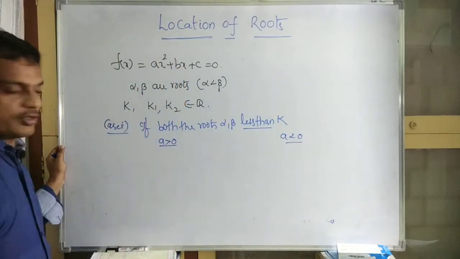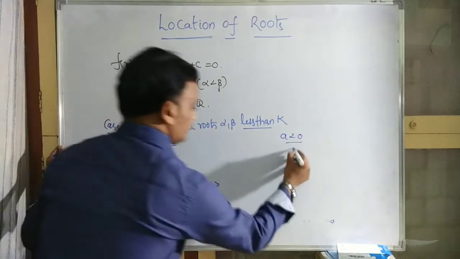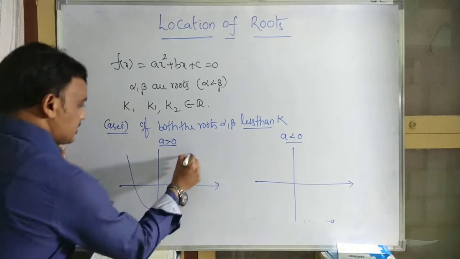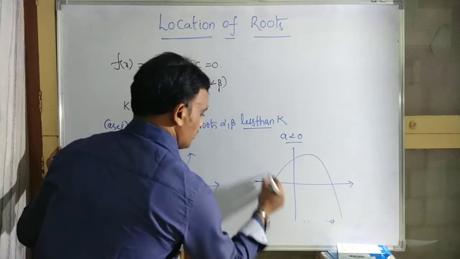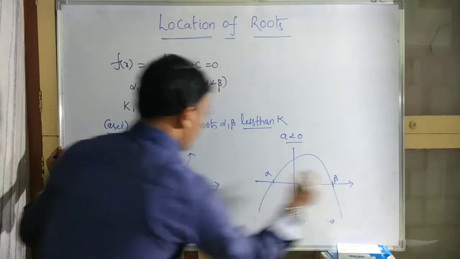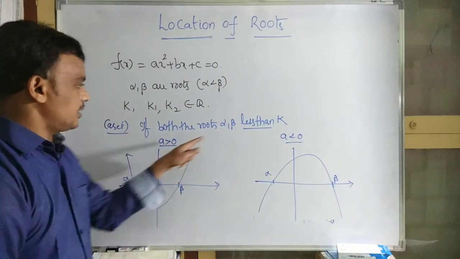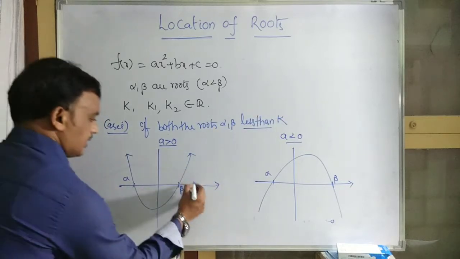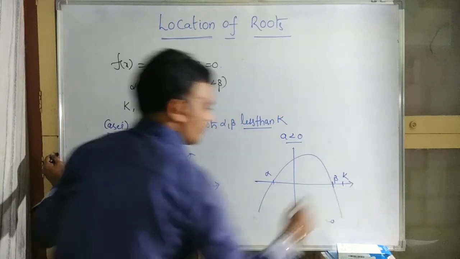Let me take the graph. When a is greater than 0, I am going to get an upward parabola. When a is less than 0, a downward parabola. These are the roots, alpha and beta. What is the condition? Alpha, beta, both roots are less than k. Here I am going to take k and here k.